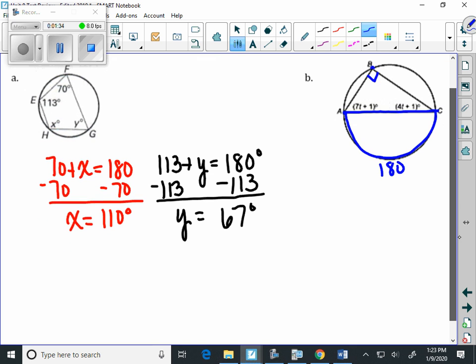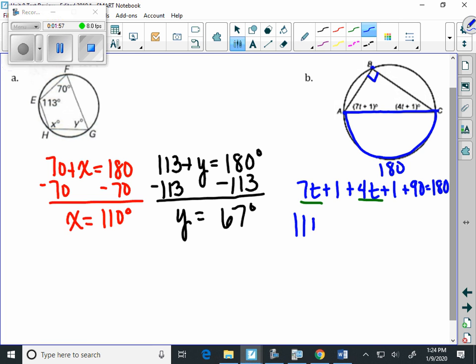But when we set this one up to solve, we're going to take 7t plus 1 plus 4t plus 1 plus 90 equals 180. And the reason that we're saying equals 180 is because it's a triangle, and there's 180 degrees in the triangle. If we combine like terms, we get 11t plus 92. When we add 1 plus 1 plus 90, it equals 92.